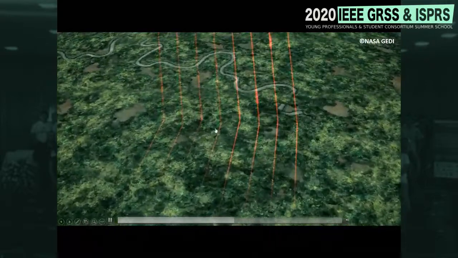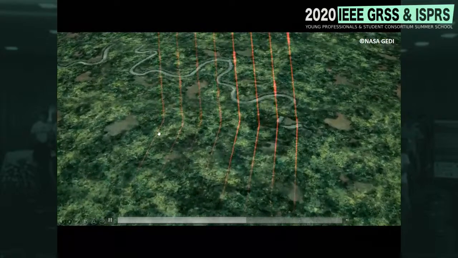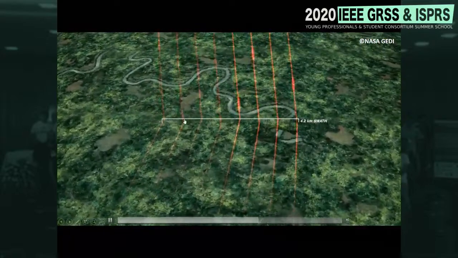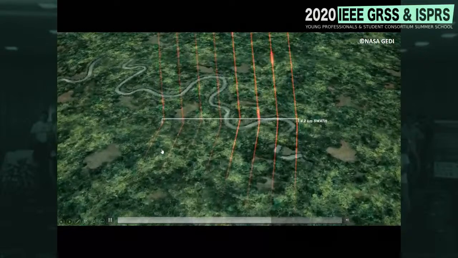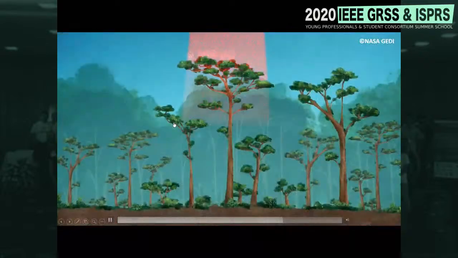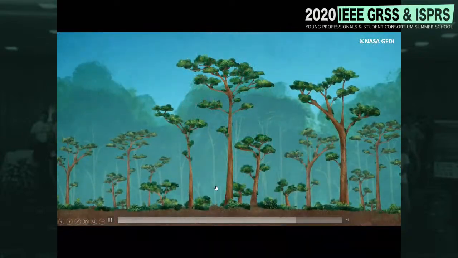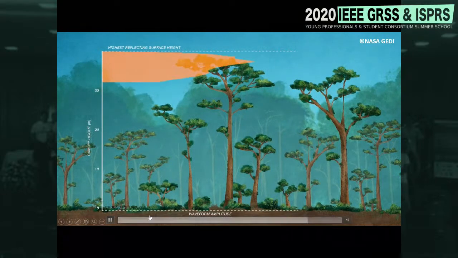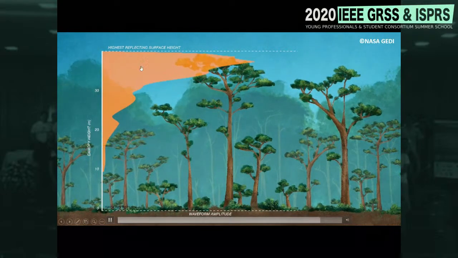And 8 different laser beams with a certain distance, and there's a gap in between. And it scans along these tracks, and each pulse is sent out here. Since it's a full waveform, it gets usually more than 1,000 returns.